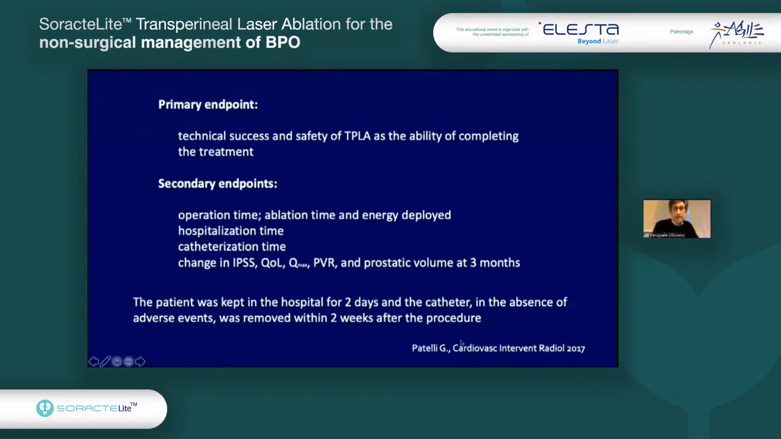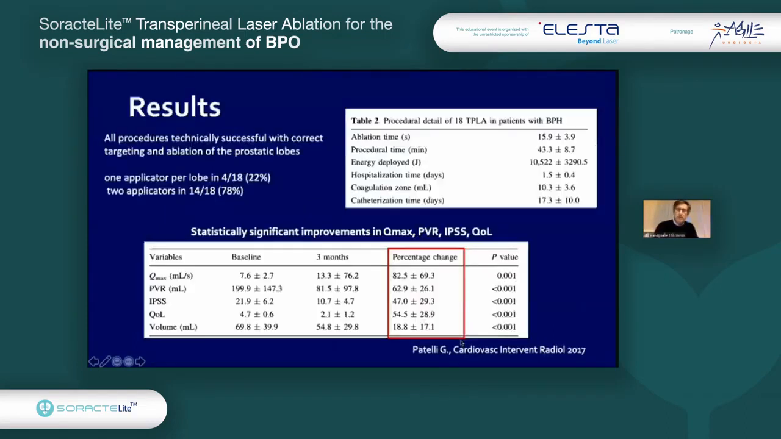In this first study, the patient was kept in the hospital for 2 days, and the catheter, in absence of adverse events, was removed after 2 weeks. So the study was a success. In fact, all procedures were technically done correctly, with good targeting and ablation of both prostatic lobes. And you can see on the right in table 2 the details of the procedure.